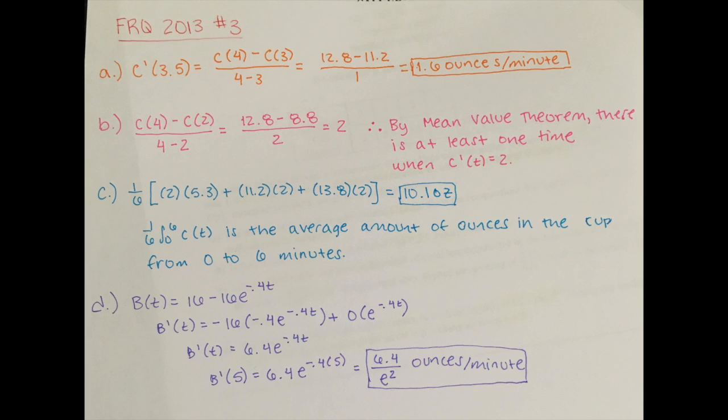It is also important to recognize the difference between an amount and a rate. In part D, they provided us with an amount, so we had to change b of t into b prime of t to find the rate.